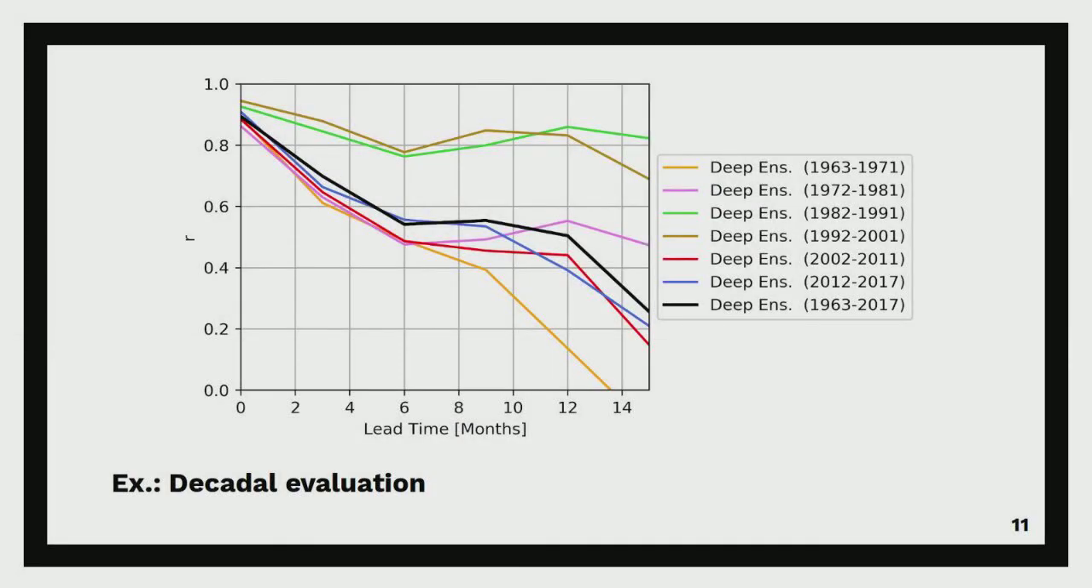And with NinoLearn, one can now evaluate this model. For instance, one can evaluate the model on its prediction skill in different decades. Here you can see the evaluation using the Pearson correlation coefficient. For a few decades, the model is performing very well for predictions at very long lead times. You can see this, for instance, with this green or brownish line, for which the correlation coefficient stays relatively high, with R about 0.8 for very long lead times. However, in other decades, the model is performing worse.